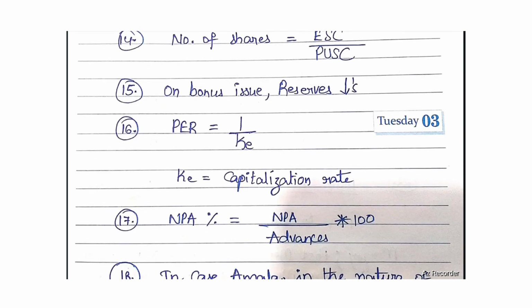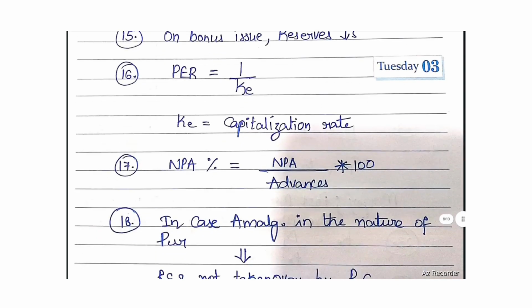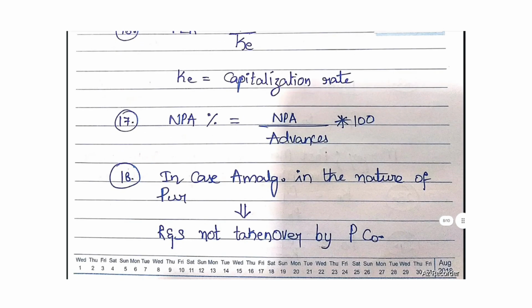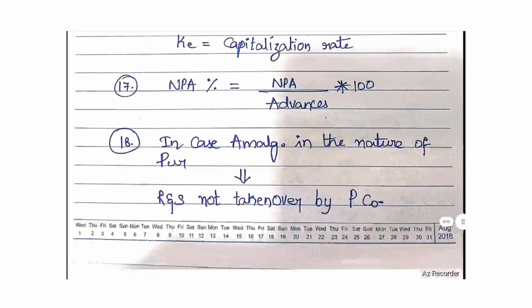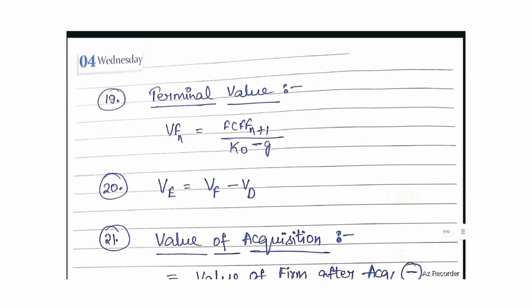Price earning ratio equals 1 by KE. KE means capitalization rate. How to calculate NPA percentage? NPA percentage equals NPA divided by advances into 100. In case of amalgamation in the nature of purchase, reserves and surplus are not taken over by the purchasing company.